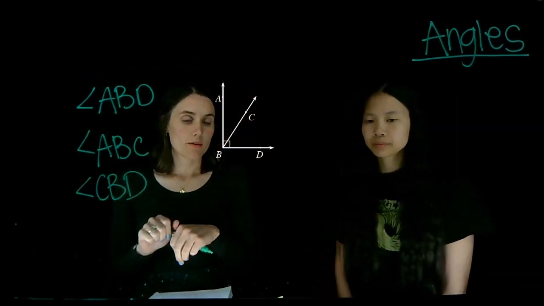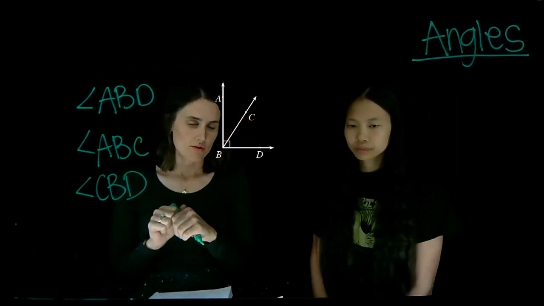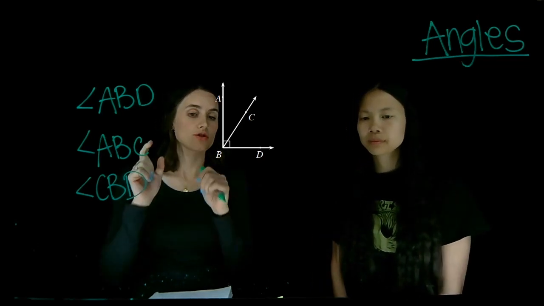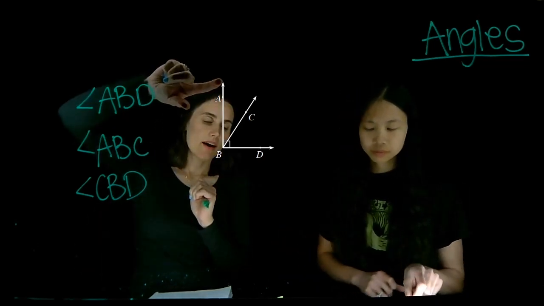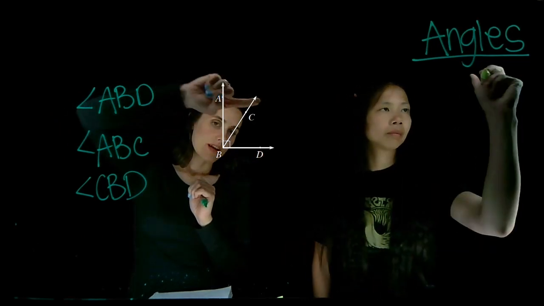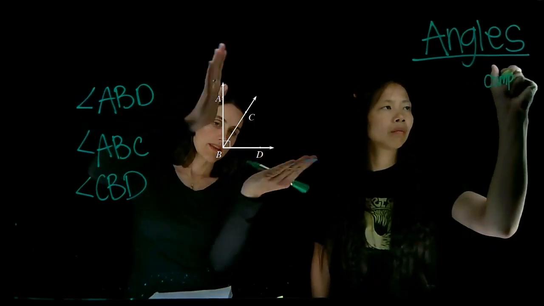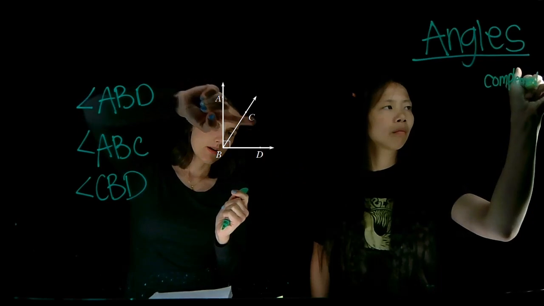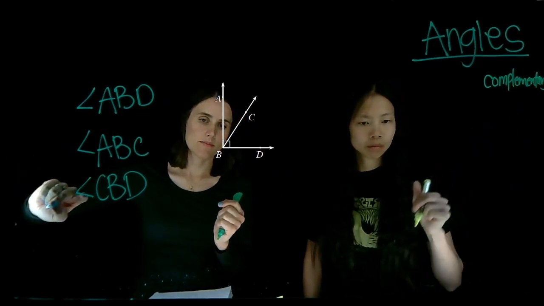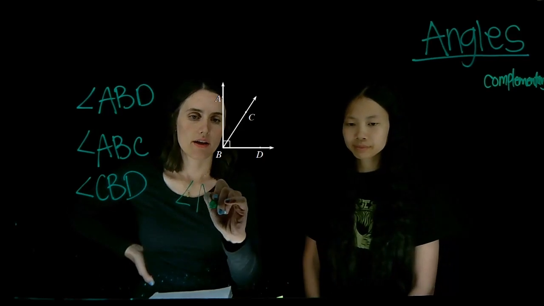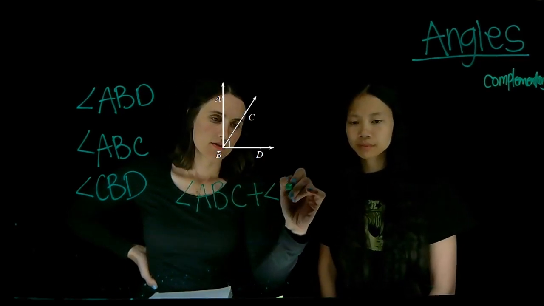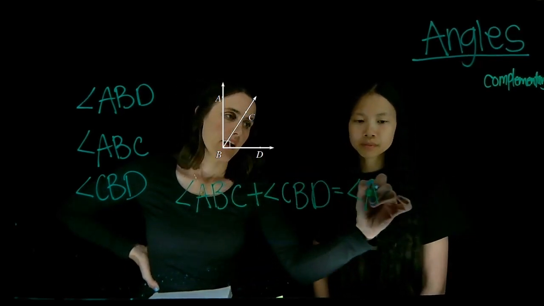So today we're going to talk about something called complementary angles. And complementary angles are when two angles add up to 90 degrees. So in this case, we have the big angle, which is 90 degrees, and then we have these two smaller angles within this 90 degrees. So these two smaller angles, ABC and CBD, add up to 90 degrees. So we could say angle ABC plus angle CBD equals angle ABD.